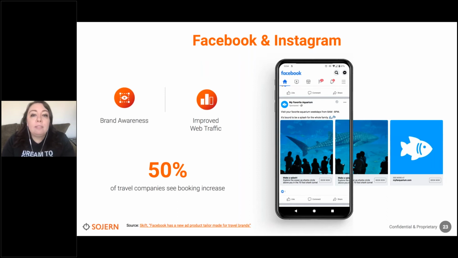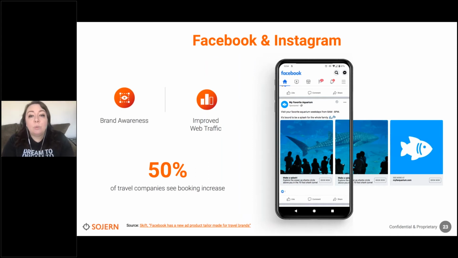Facebook and Instagram ads offer a variety of ad types, including carousel ads, such as the one shown here, where travelers can swipe through up to 10 images or videos in a single ad, as well as single image ads, which is exactly like it sounds. It's just a single image or video with any details you want to share in that ad copy above it.